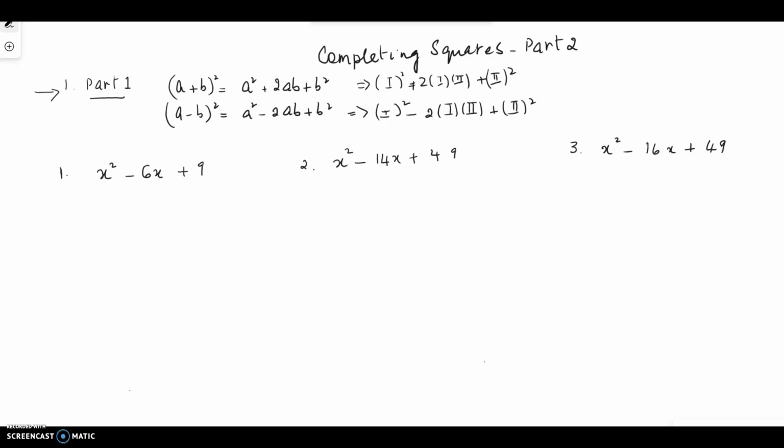So if we need to expand a plus b the whole squared, this is a binomial, the sum of two terms, the whole squared. So we square the first, plus twice the product of the two terms. So we take the two terms, multiply them together and take twice of it, plus we square the second term. This is a quick way of expanding a plus b the whole squared, and that's what we did in part 1 of completing squares.